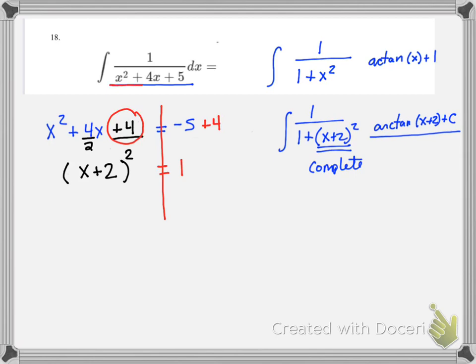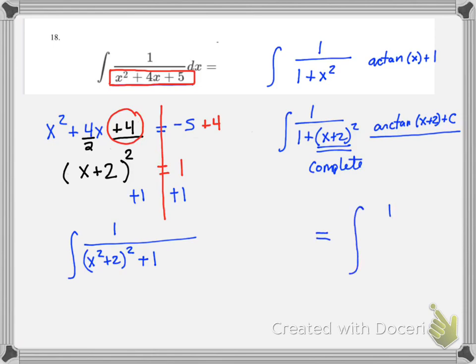But we need to be equal to what we had in the beginning. So I'm going to subtract this 1 back so that I really have the integral of 1 over x plus 2, the quantity squared, minus 1. No, sorry, plus 1, because we added 1 on both sides. I was wondering why that wasn't working. Now it's working. This is the same as the original integral 1 over x squared plus 4x plus 5 dx.